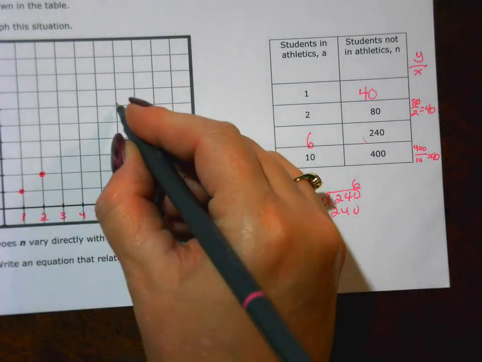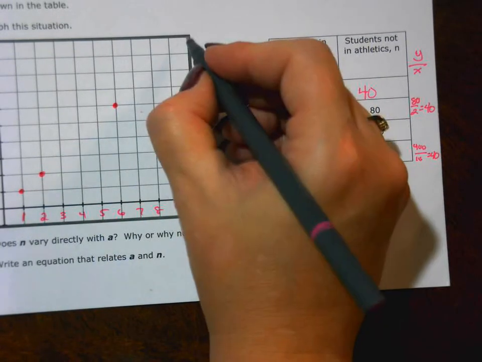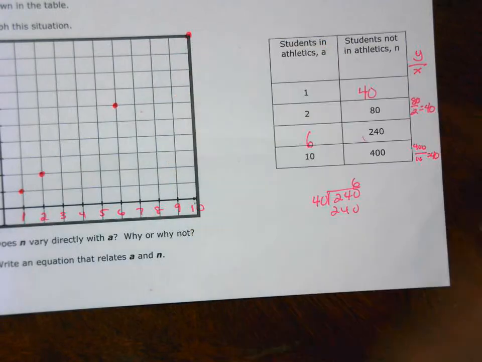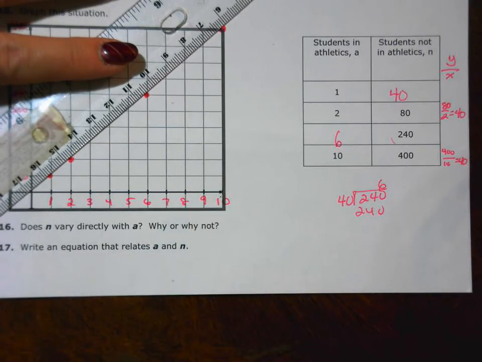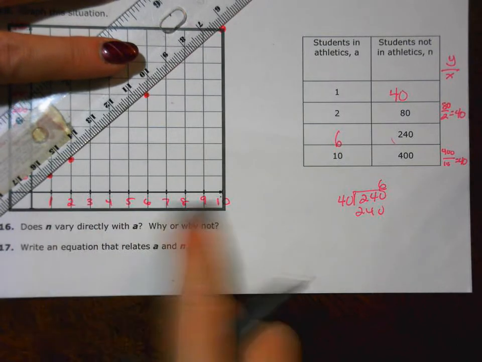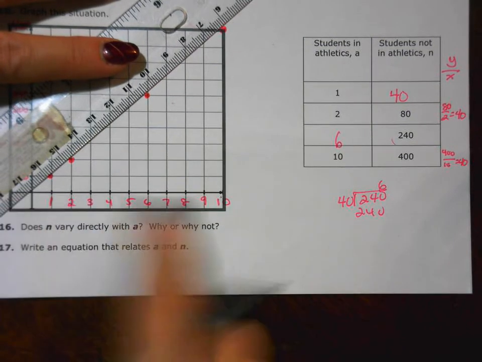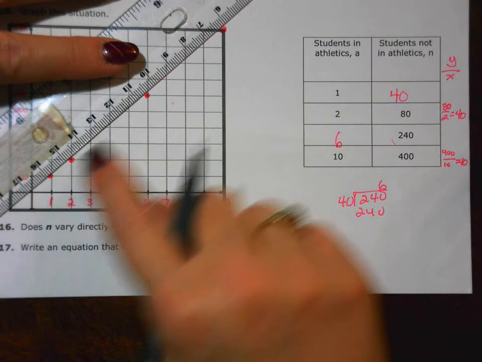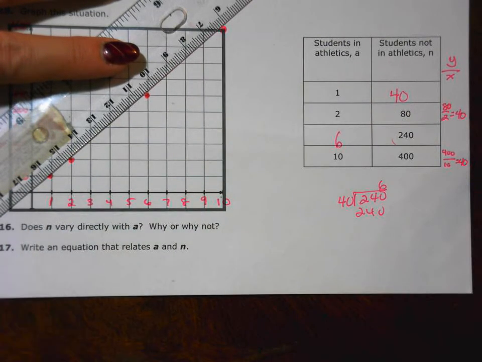and 10 is 400. Now if I look at this here and I were to graph this, I wouldn't necessarily have to connect this, and I probably wouldn't connect it in this situation, because if I connected it, it would mean that I would have 1.5 or a fraction of something here, and since we're talking about students, we wouldn't do a fraction. But I would look to see if this is a straight line, and I can see that it is a straight line. And so that tells me it is a direct variation.